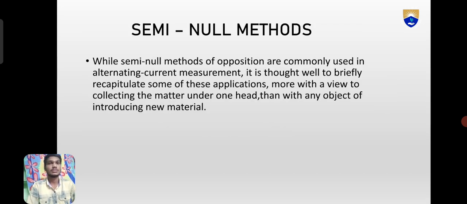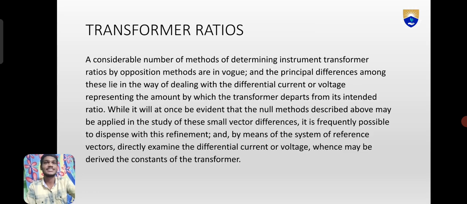Seminal methods. While null methods of this type are commonly used in alternating current measurement, it is worthwhile to define some of this capacity more, with a view to collecting the matter under one head. These will be obtained, introducing new materials.